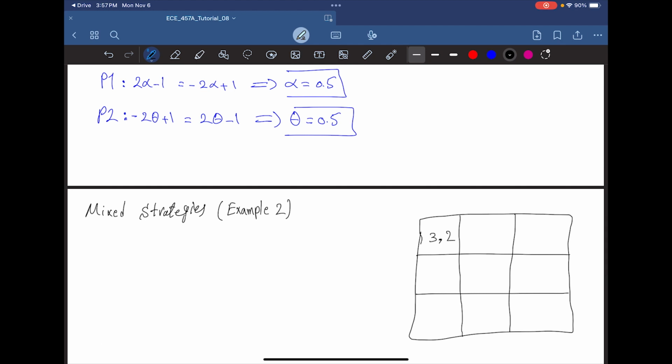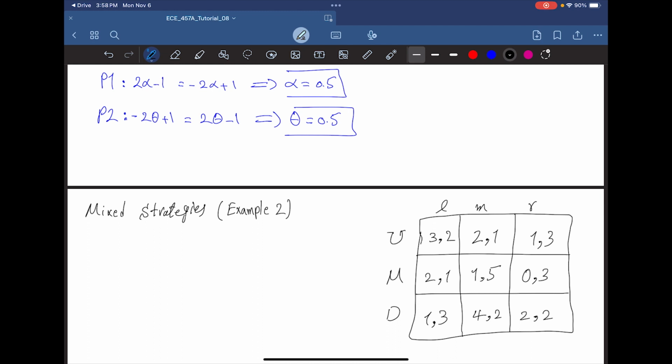Okay. This is the payoff matrix with strategies U, M, D, and actions L, M, R, for player 1 and player 2.